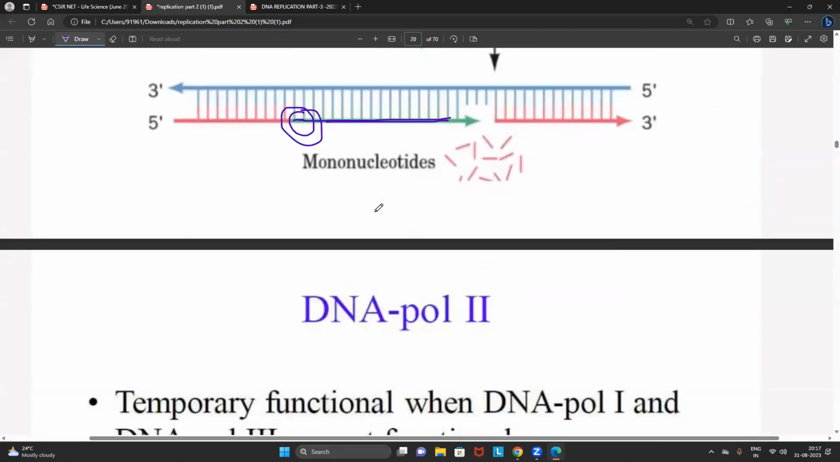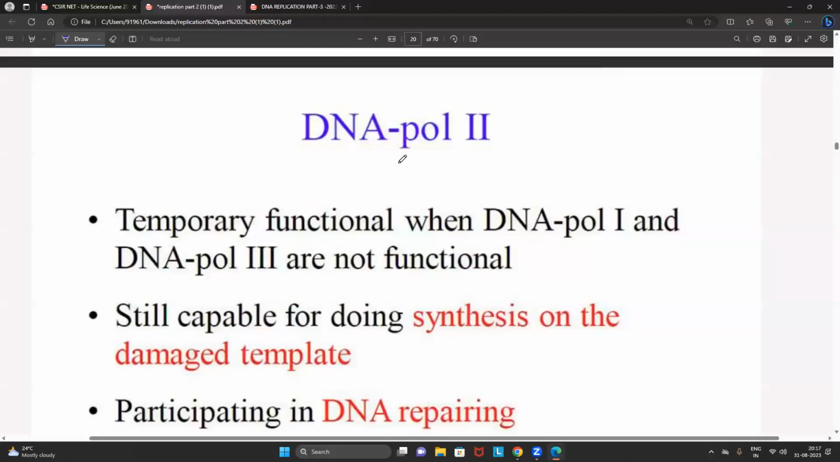Always remember that point. Now, see, you're not understanding, Aishwarya. I am not using the word sealing, right? I'm using the word nick translation.